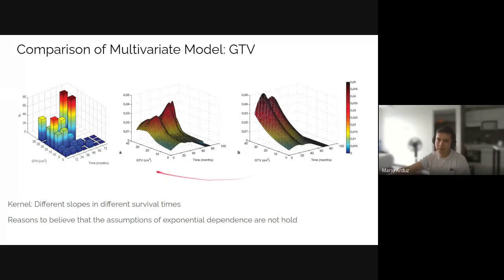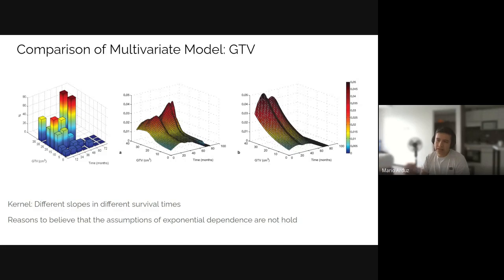tumors that is represented by this GTB, here there are different types of slopes in different survival times. So we can see also in the data that here the death rate increases, then it decreases, and then it decreases again. And this is somewhat shown with the use of the kernel. But if we try to apply the Cox representation to this, it's basically going to just concentrate the hazard over this area and then decrease it in the rest of the combination of these variables, right?